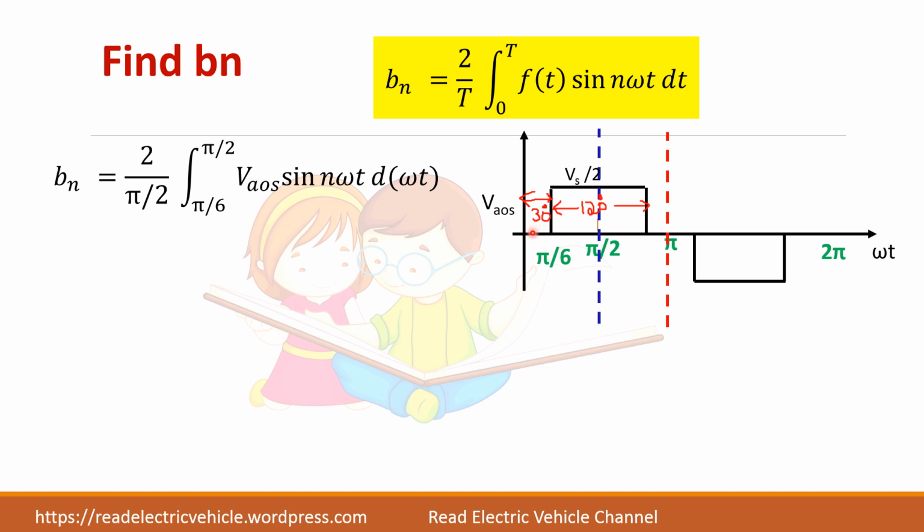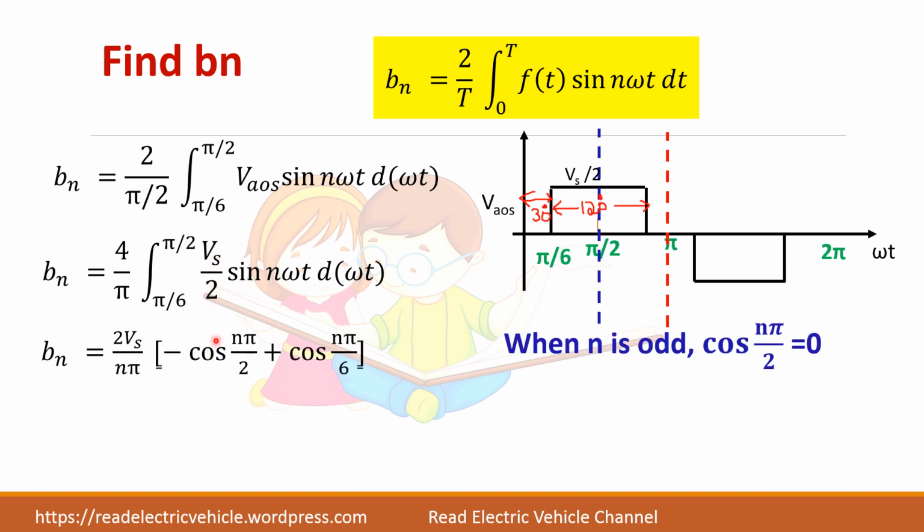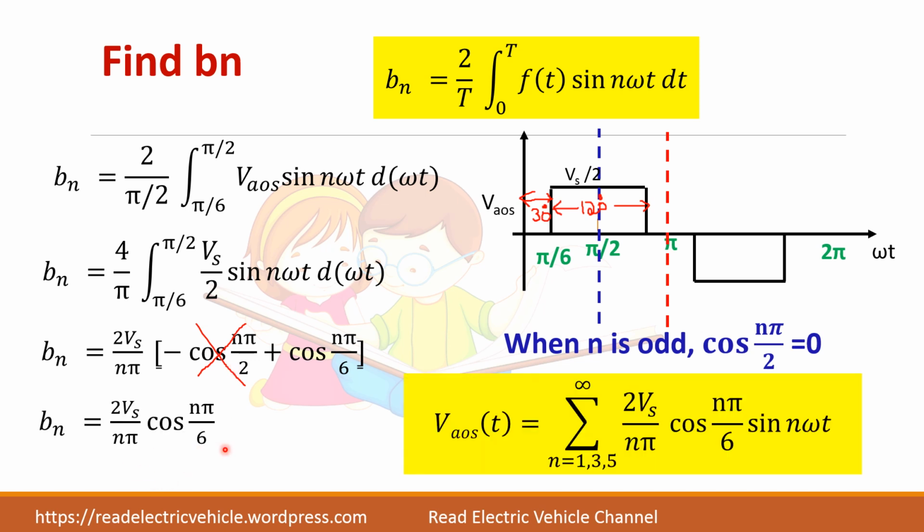0 to pi by 6, output is 0. So you can leave that. Pi by 6 to pi by 2, you have this voltage magnitude of Vs by 2. Okay, now integrate it. You can find that you are getting this term. So when n is odd, this term becomes 0. So simplify it, you will get Bn. Now you substitute the Fourier series Bn value, you will get this as the VAS.